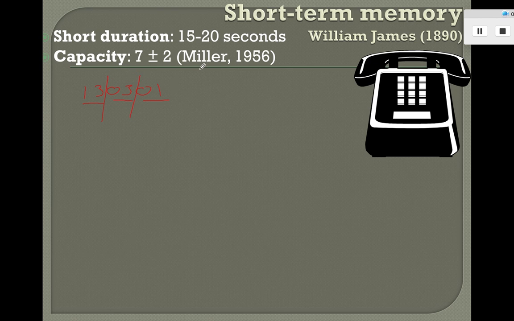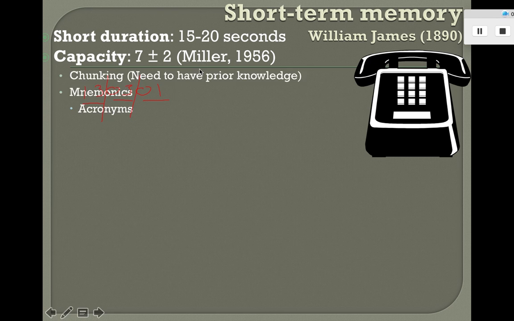So according to George Miller, if you implement this chunking strategy, it's going to be much more efficient for me to be able to hold information in. So rather than me having 6 digits here that I have to memorize, 1-3-0-3-0-1, I now only have 3 units that I have to memorize, 13-03-01. Another example of this, let's go with the following.